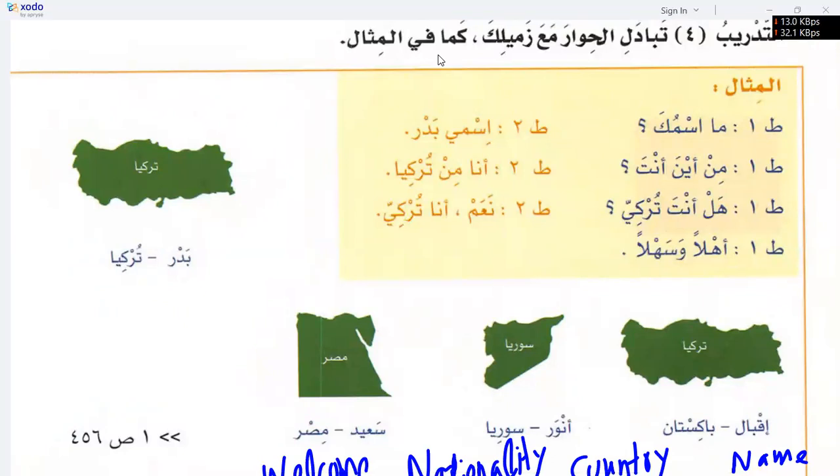Okay, next student we have is 21021. Assalamu alaikum. Wa alaikum assalam. So I am the first one and you are the second one, according to this example. Read this. Repeat your answer.